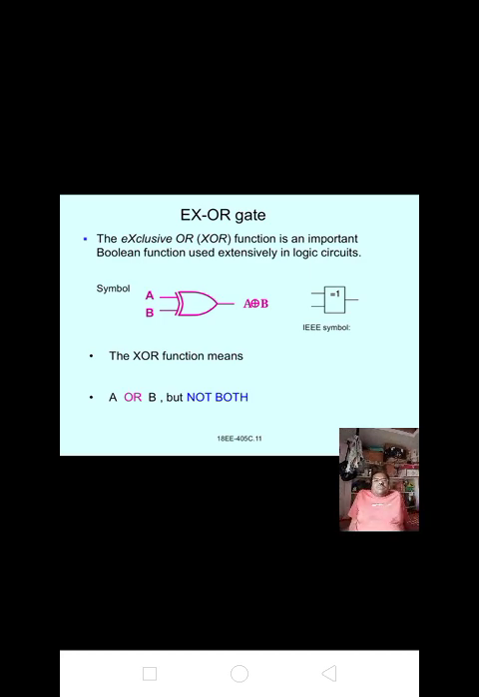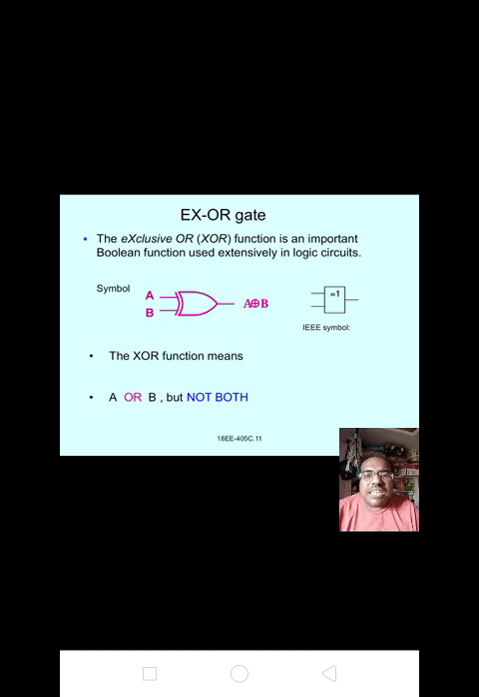It is one important question. It can be asked in your examination for 1 mark. Here, the XOR function means A or B but not both.